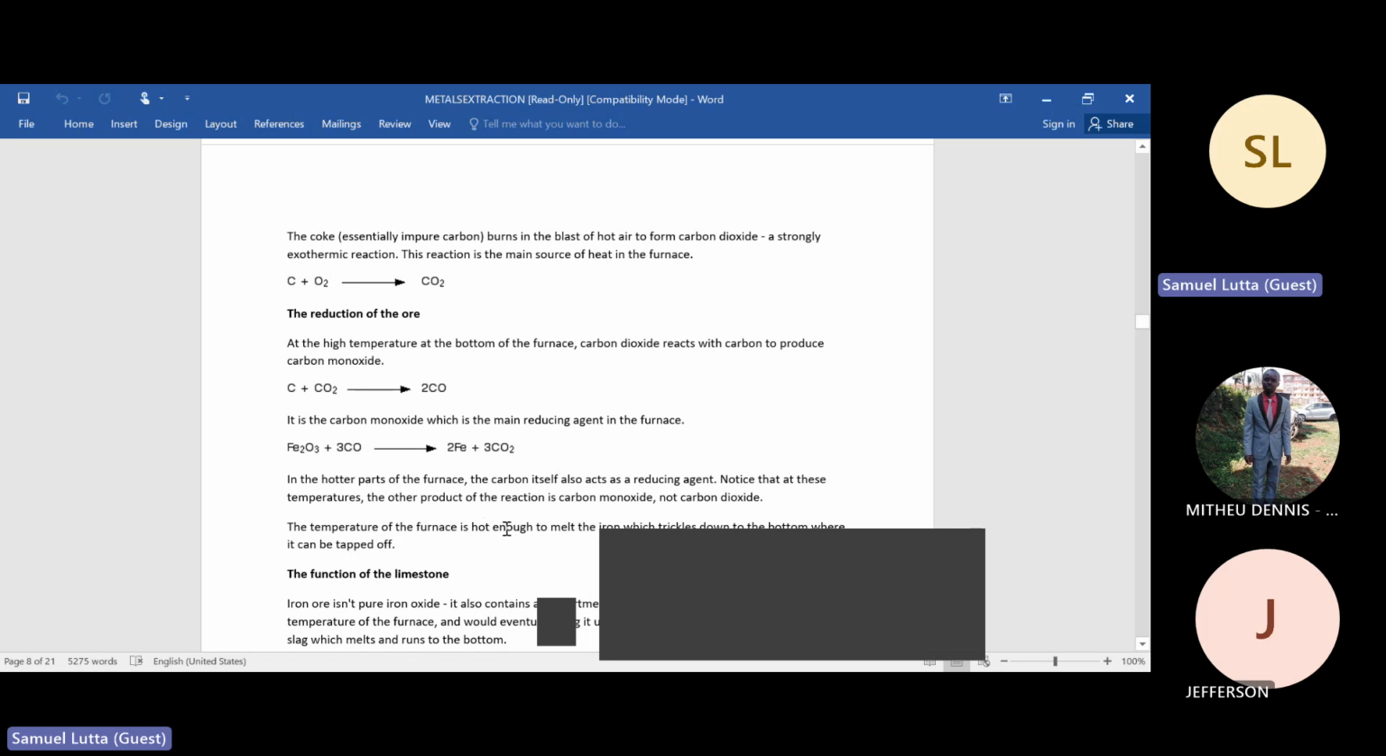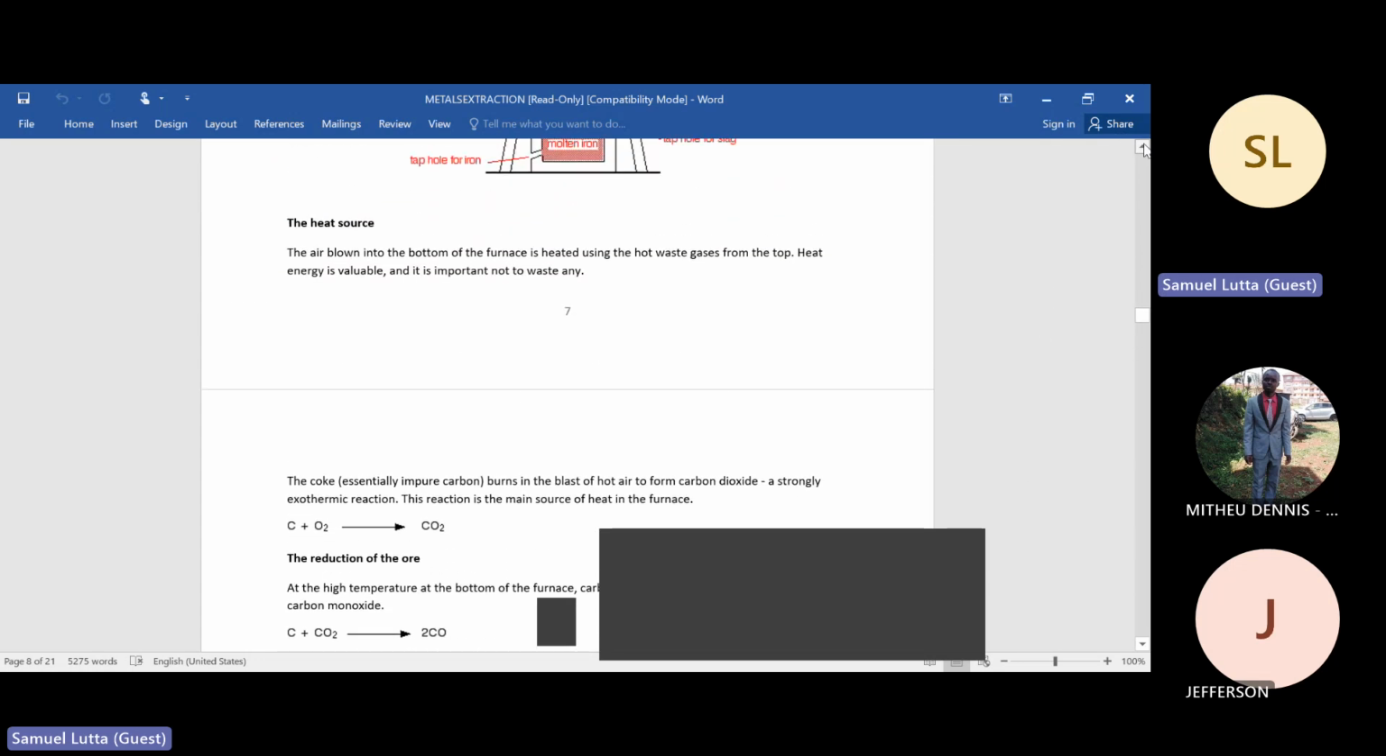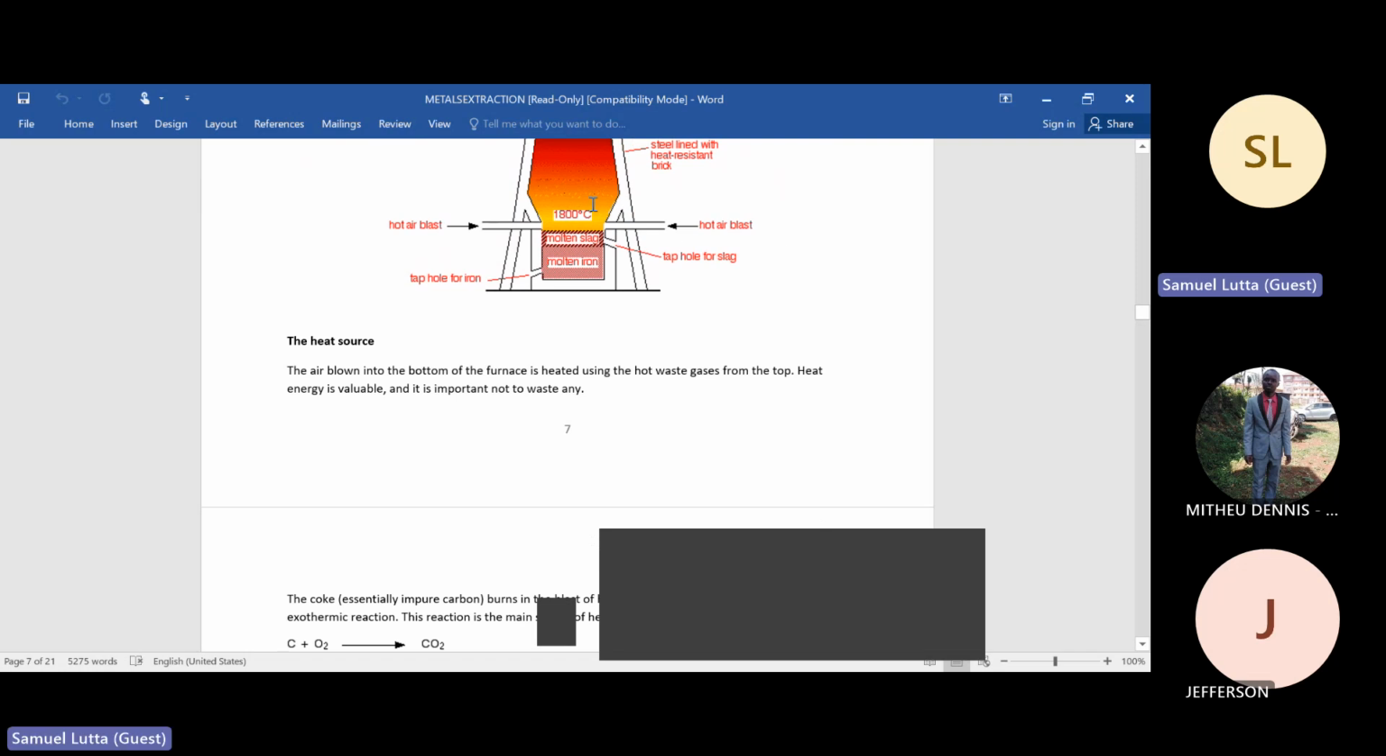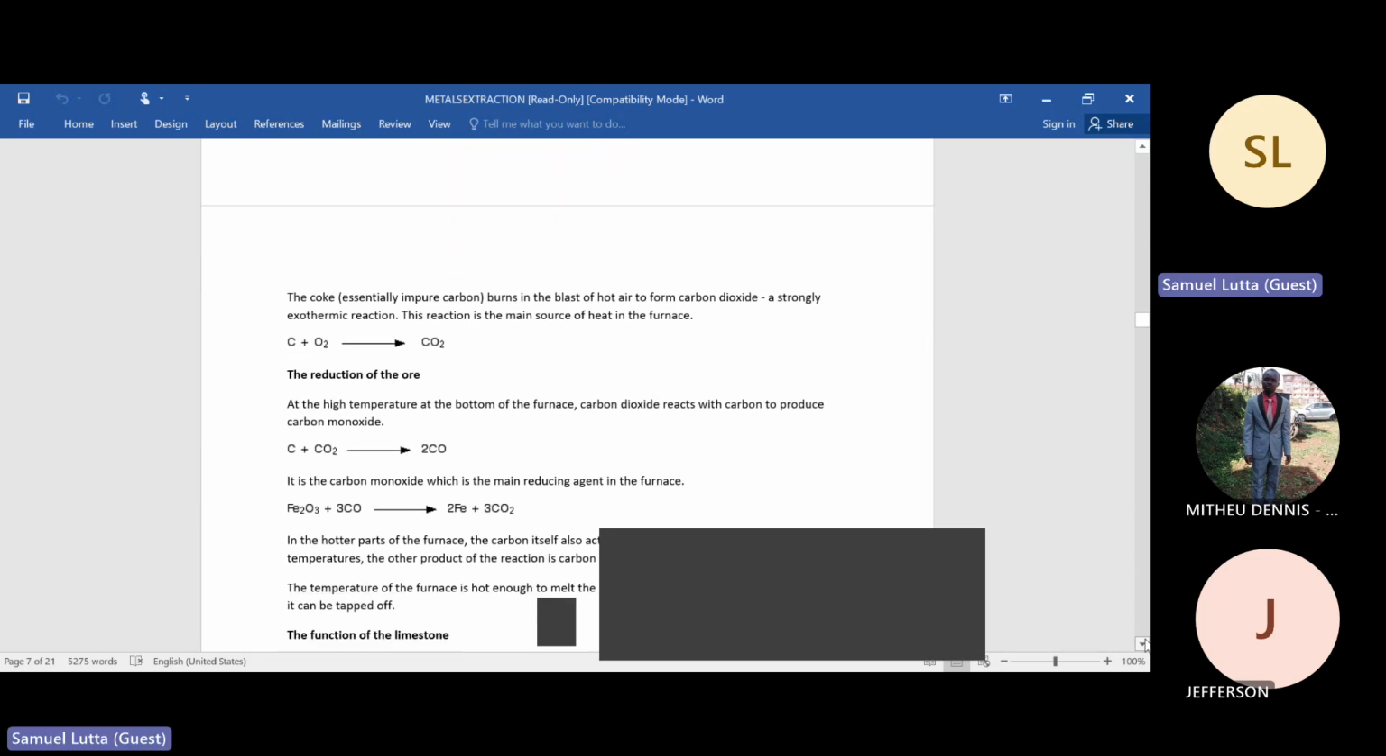The temperature of the furnace is hot enough to melt iron at the bottom, which will flow down to the bottom where it can be tapped off. So we are saying here the temperature is so high, 1800. At this temperature, whatever comes here will be molten. And because it's molten and there are different densities, iron will settle down, and then you'll have molten slag at the top there.